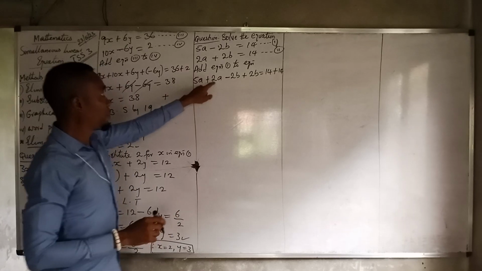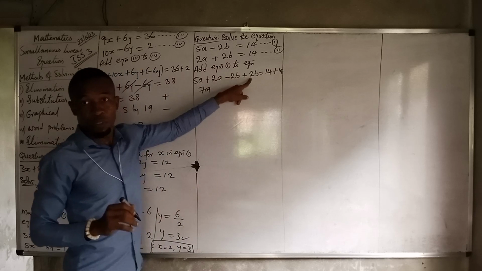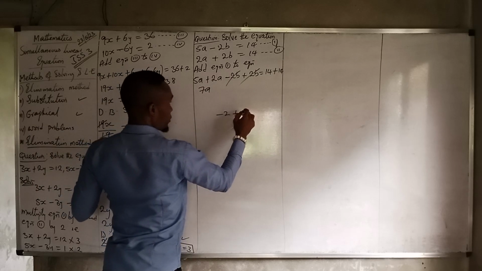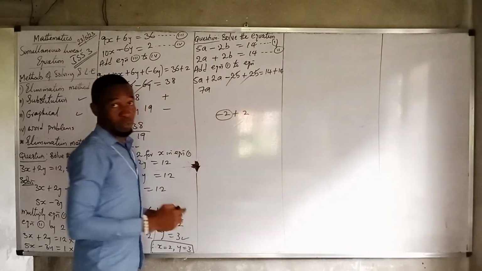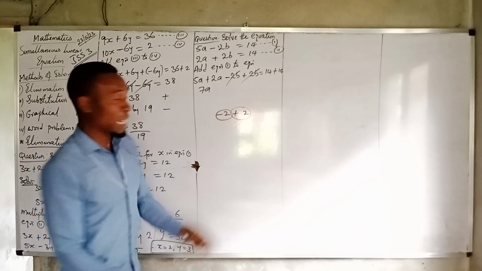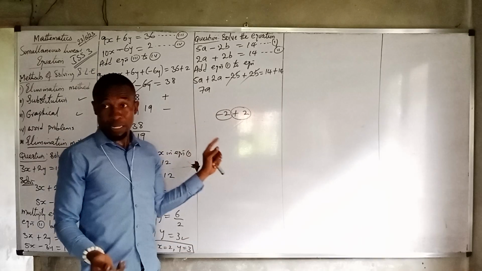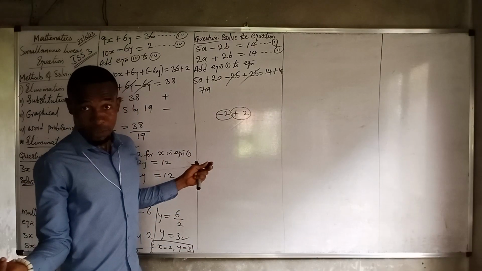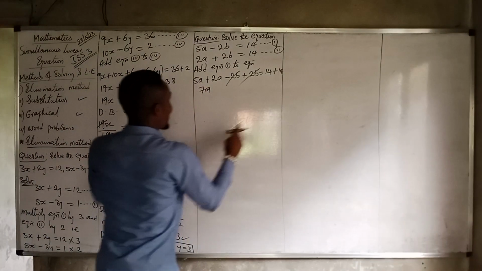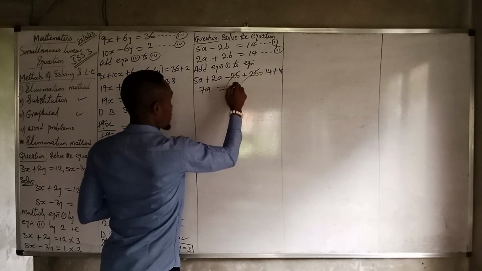Then 5a plus 2a gives us what? 7a. Then minus 2b plus 2b is what? 0. Remember I said that minus means you are owing, and plus means you have. If you have 2 naira and you are owing someone 2 naira, you pay the person 2 naira. How much will you have left? Nothing. So minus 2b plus 2b is 0. So it equals 14 plus 14, which is what?